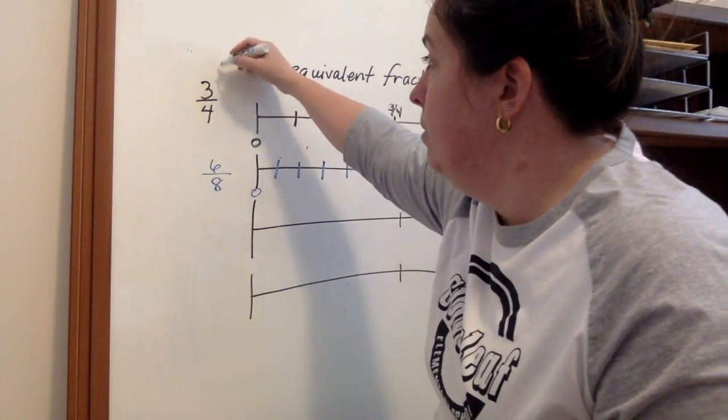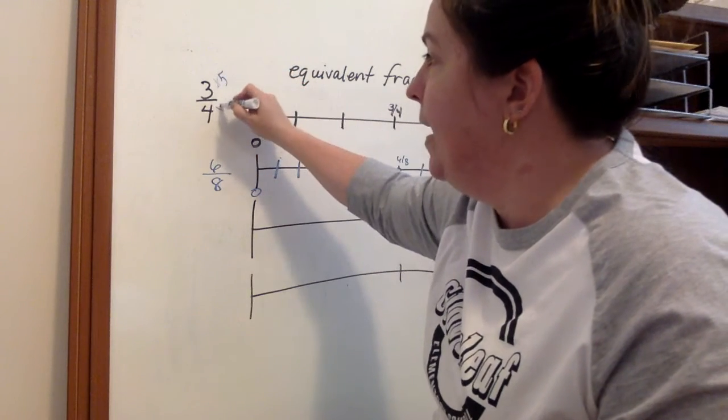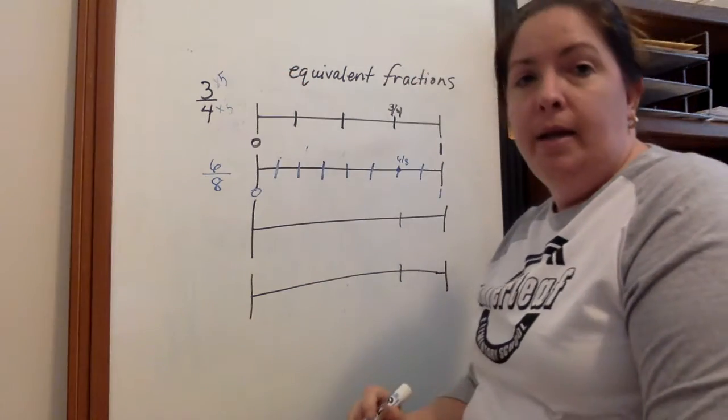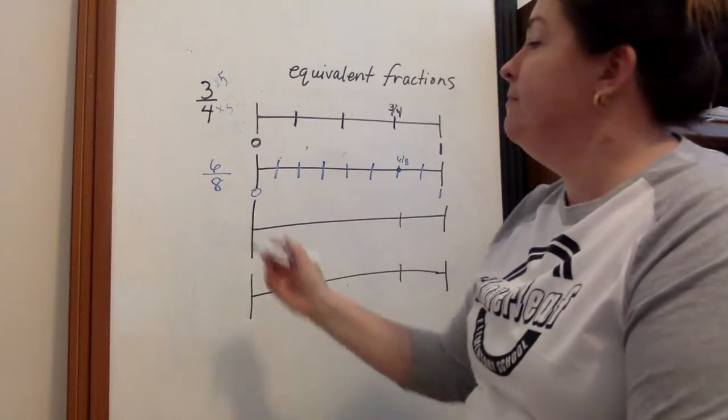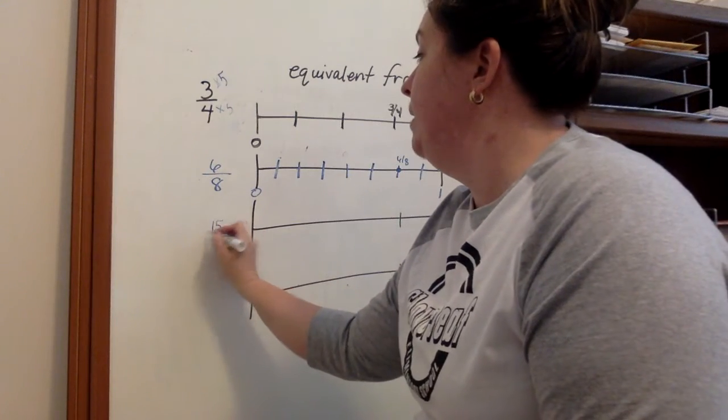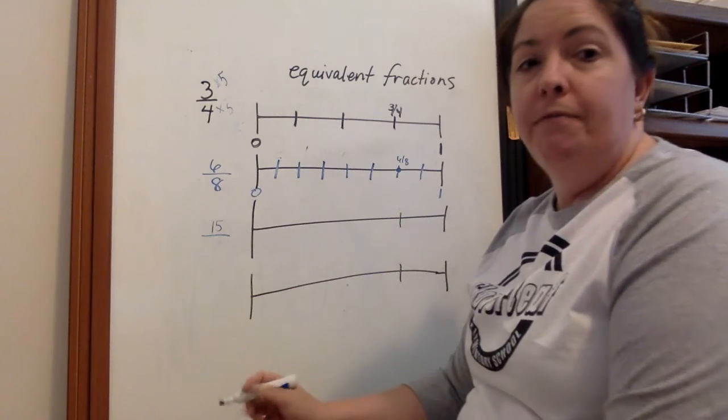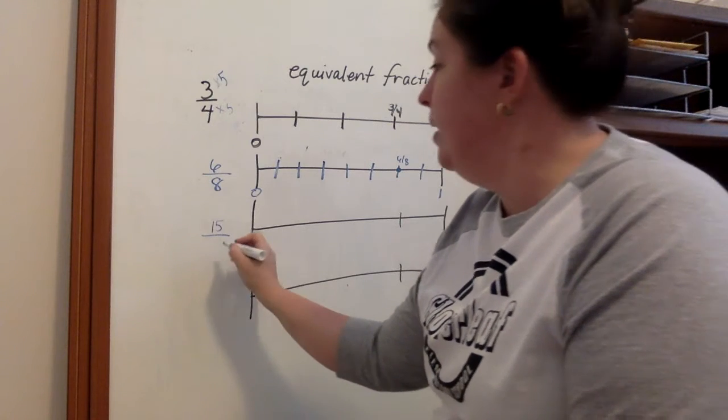We could pick, I like multiplying by 5. Right? 3 times 5 is 15. And 4 times 5 is 20.